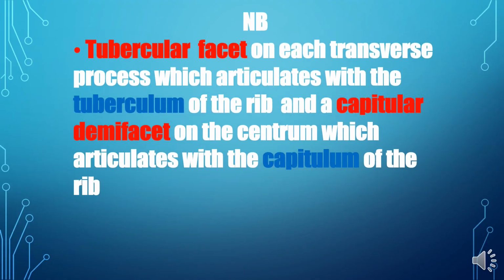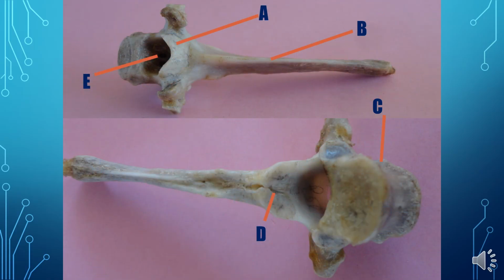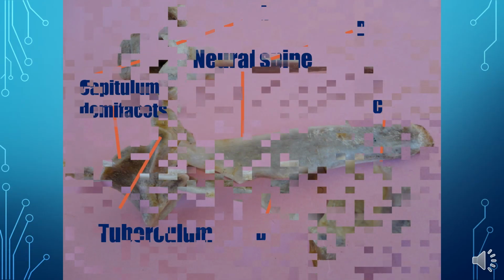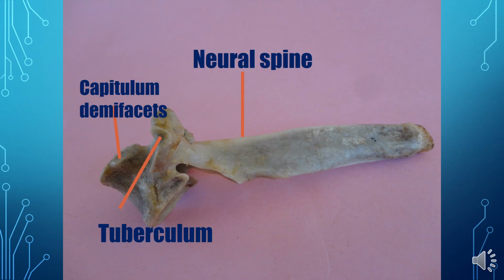Point to note: tubercular facet on each transverse process articulates with the tuberculum of the rib, and a capitular demifacet on the centrum which articulates with the capitulum of the rib. This is the neural spine, and that is the tuberculum and the capitular demifacets.